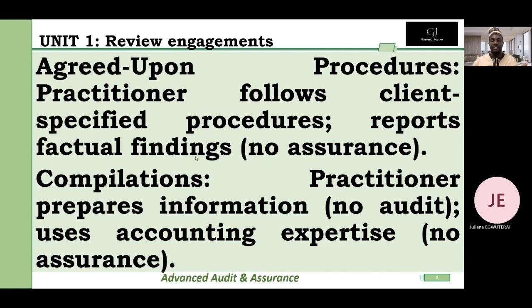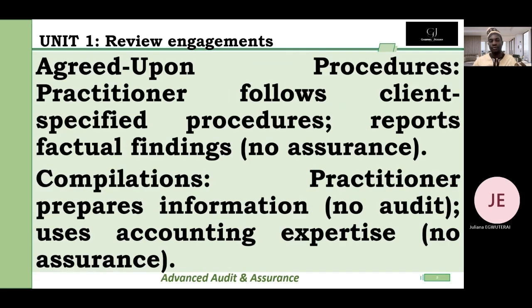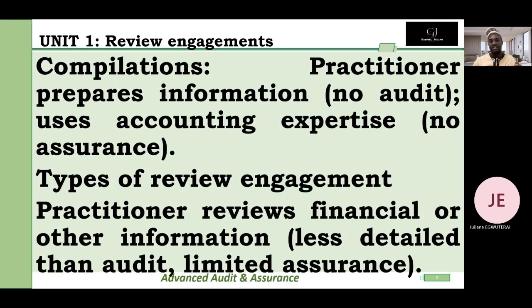So compilation services are practitioners preparing information for a client. So these are examples of review engagements: reviews of data, agreed upon procedures. Compilations are examples of audit-related services. So the types of review engagement include a practitioner reviewing financial or other information. Less detail is provided than in audits, and these are limited assurance engagements. So these are types of review engagements, and clients engage auditors and accounting firms to provide this.